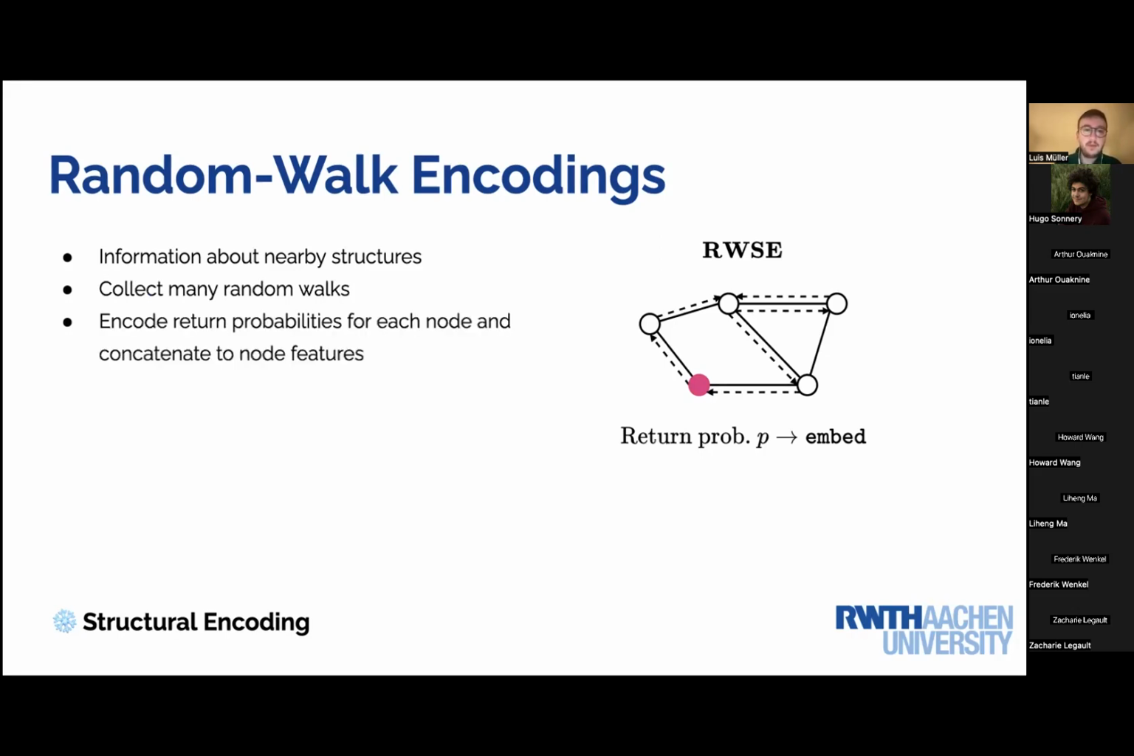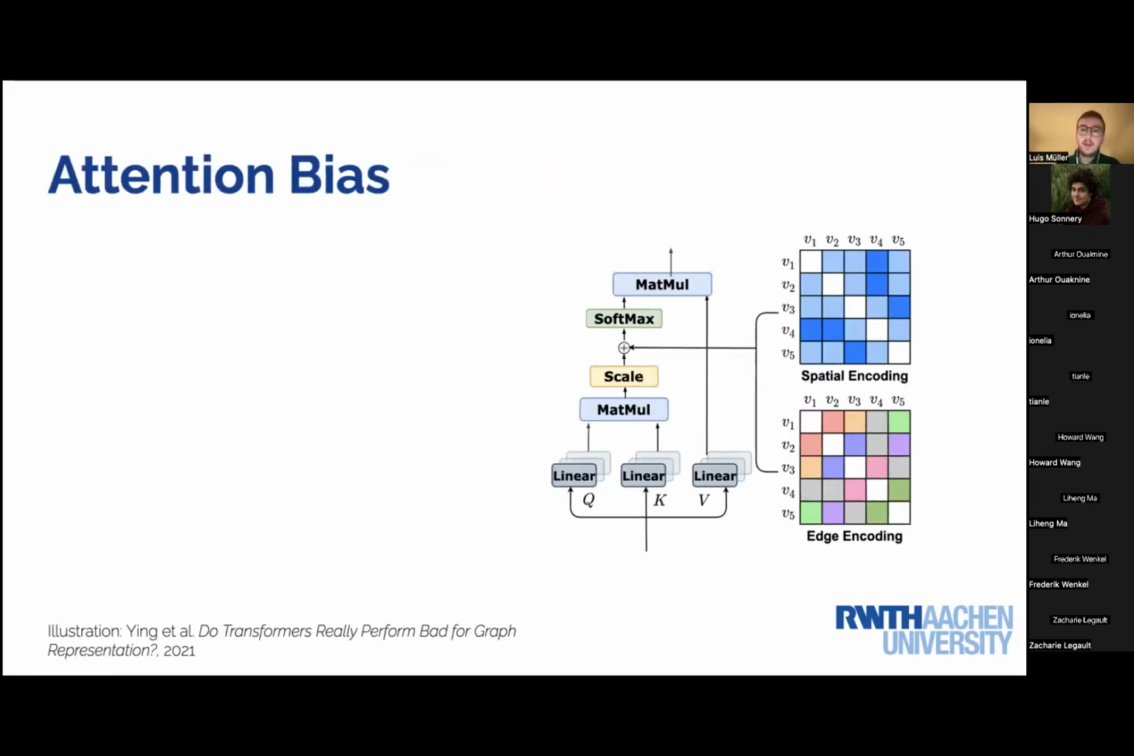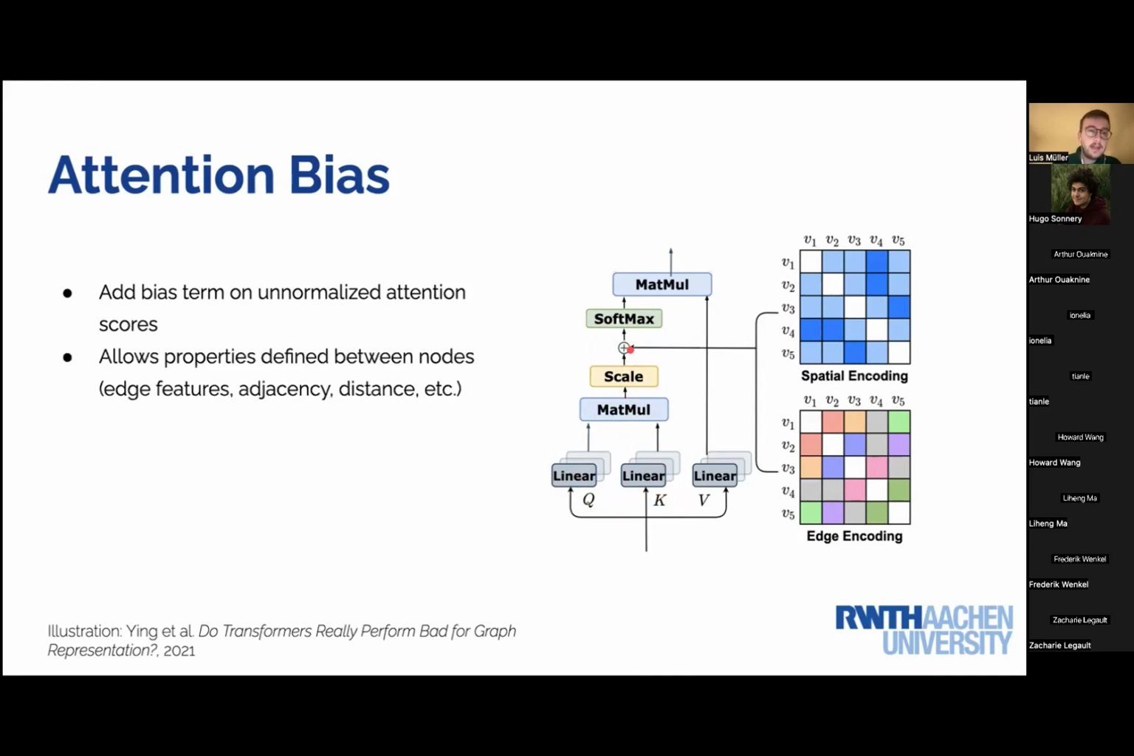Yes, as I said, we collect many random walks and then encode the return probability, so the probability of returning to the starting node, and concatenate that to the node feature. And finally, just very briefly, attention bias is the idea of encoding some kind of relationship between nodes and then adding that before applying the softmax. After we've done the Q times K matrix multiplication, we then also add a bias term. And this gives us a lot of design freedom in what kind of things we encode, including features on edges, the adjacency between nodes, the distance, etc.